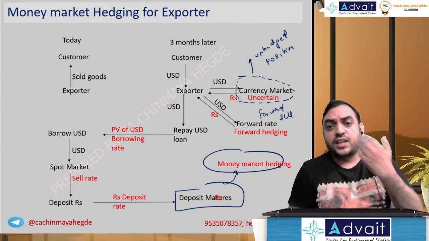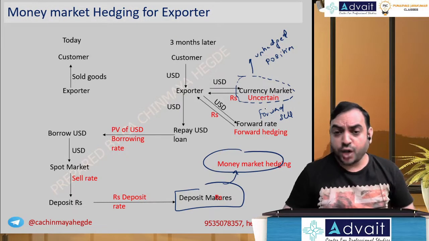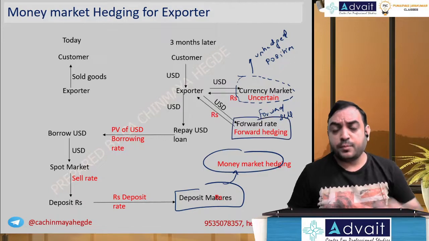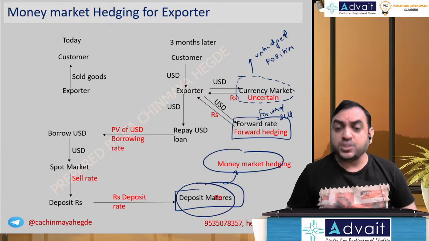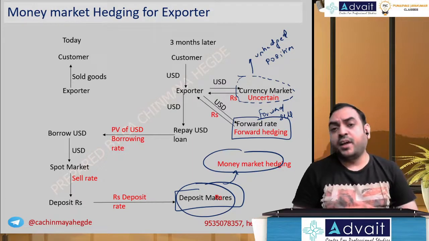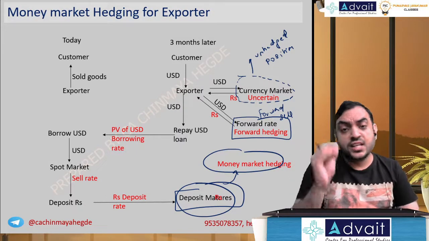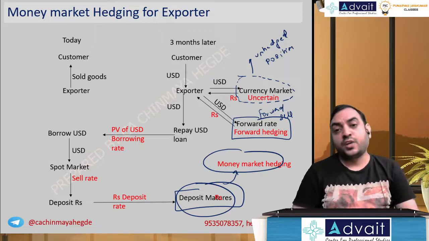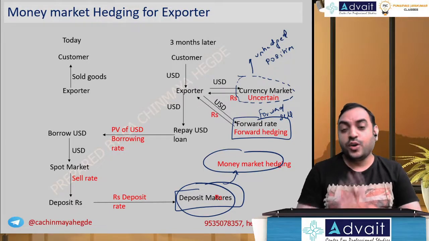So in the exam, they'll ask you to compare money market cover and forward cover. Forward cover is the amount you get by selling using the forward rate. Money market cover, here deposit maturity, that is your effective inflow under money market hedging. Whichever is higher is the exporter's cash flow. We have to recommend a suitable strategy. Okay, now you observe here.